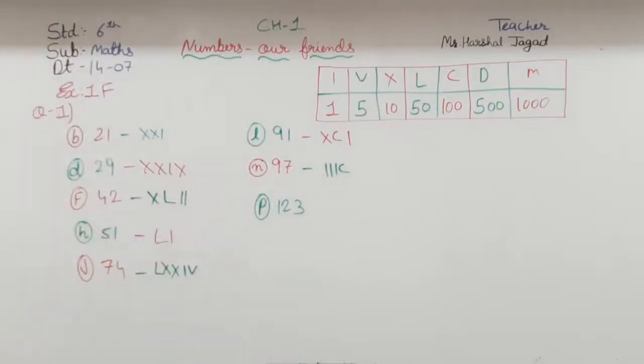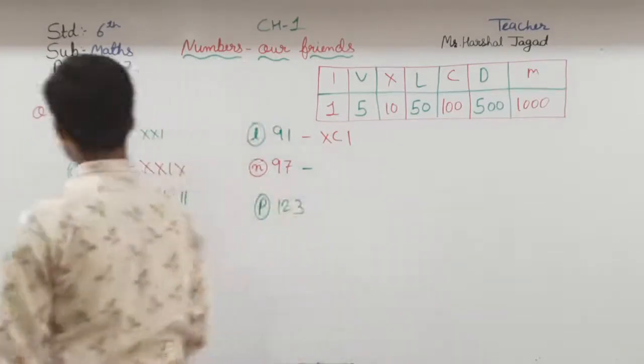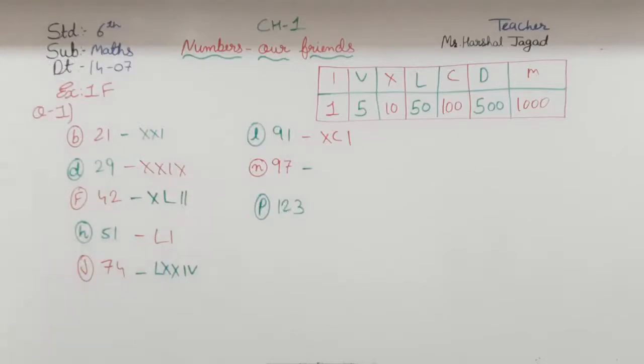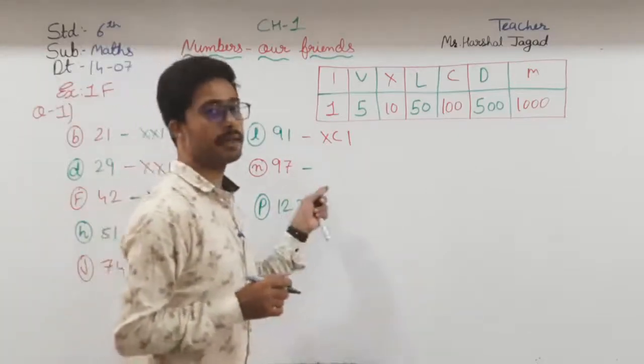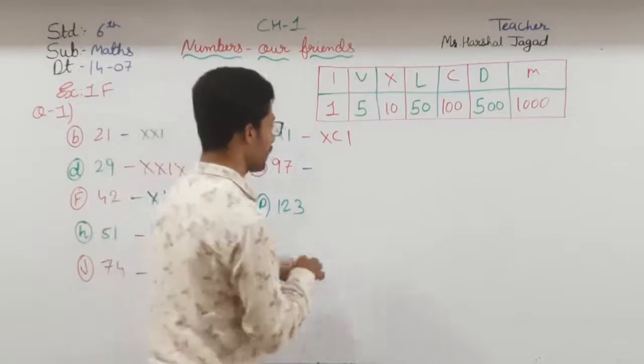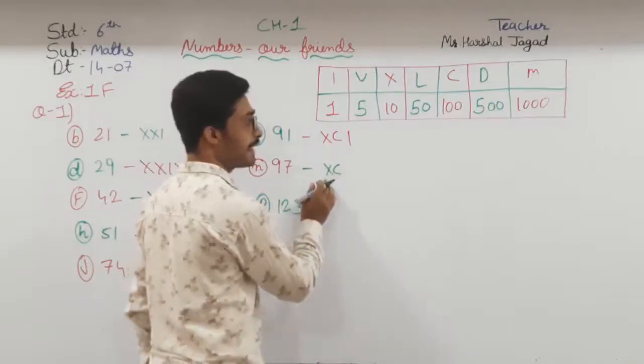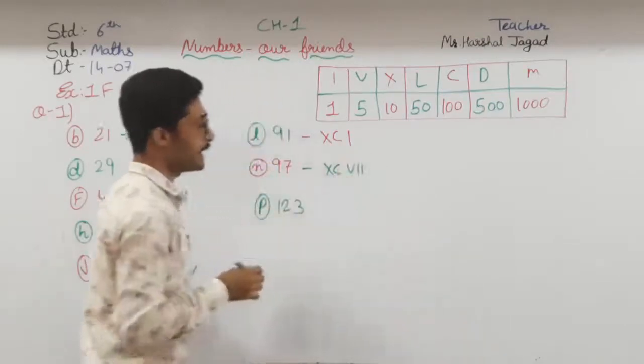Okay, moving towards next. Okay, sir, here we have made a mistake. It will not be C minus 3, because according to the rule, we can't subtract any of these small numbers from C. So here it is what? C minus X, that is 90, and plus 7, that is 97.